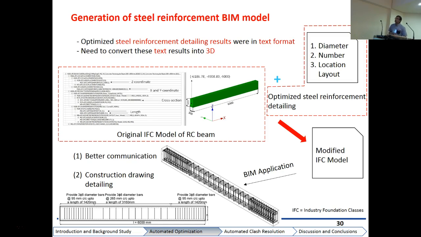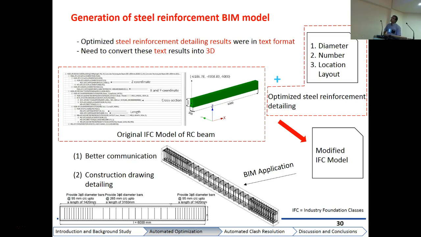Now, till now we have been doing optimization. The final results are in text format, and it's very difficult for contractors to understand that text format. Hence, we need to convert those text results into a 3D view. That's where the IFC model comes in. The IFC model helps us to represent a BIM model as text. So with the help of IFC, we can reverse the process.